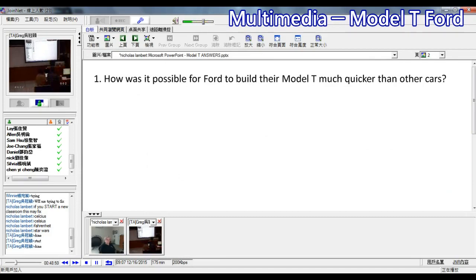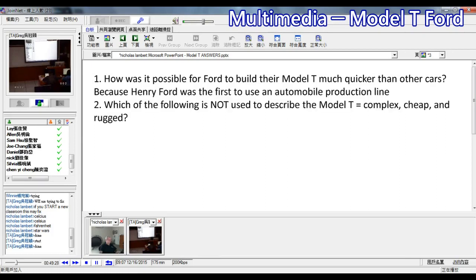Now, how is it possible for Ford to build a Model T much quicker than other forms of cars? Good morning, Nicholas. I'm B. So the answer for how can they build the car so quickly is they use a production line. Correct. So Ford was the first to use a production line.